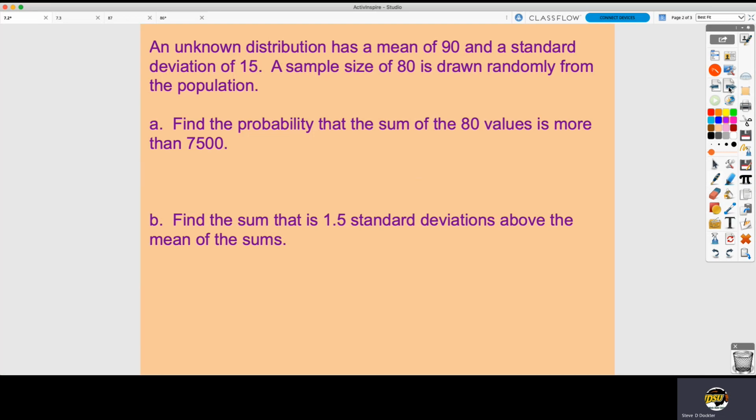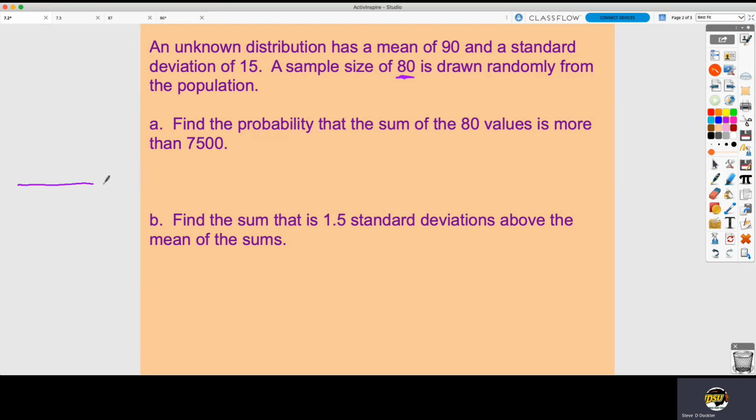We have an unknown distribution that has a mean of 90 and a standard deviation of 15. A sample size of 80 is drawn randomly from the population. Remember, once they tell us the sample size, then we can use this normal distribution with the central limit theorem. We need to find the probability that the sum of the 80 values is more than 7,500.